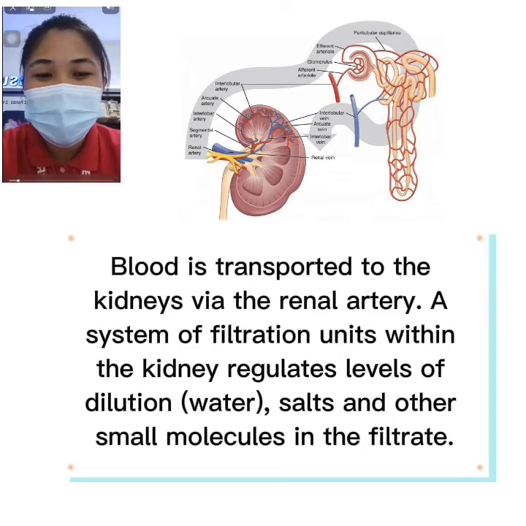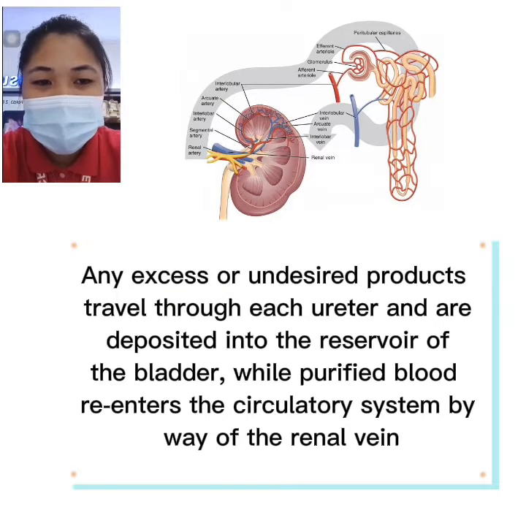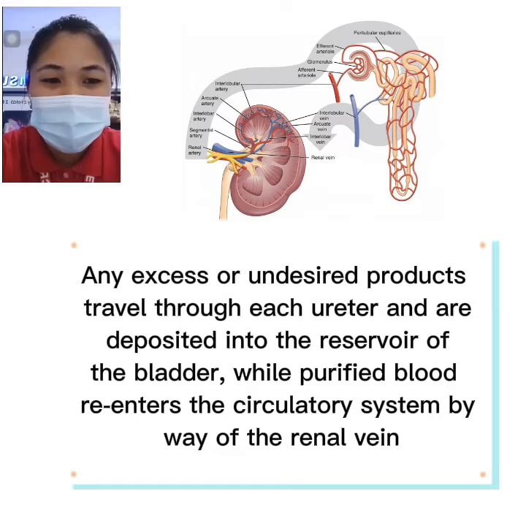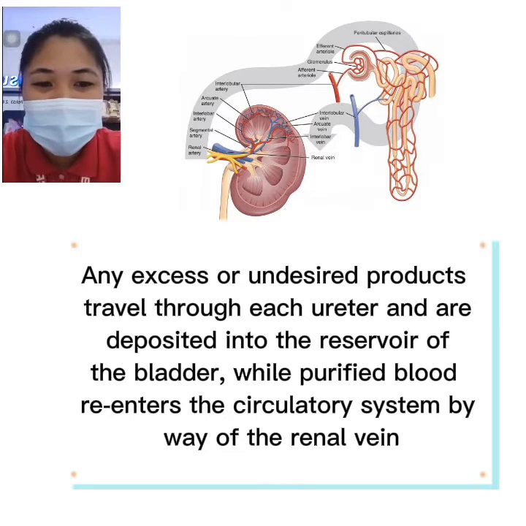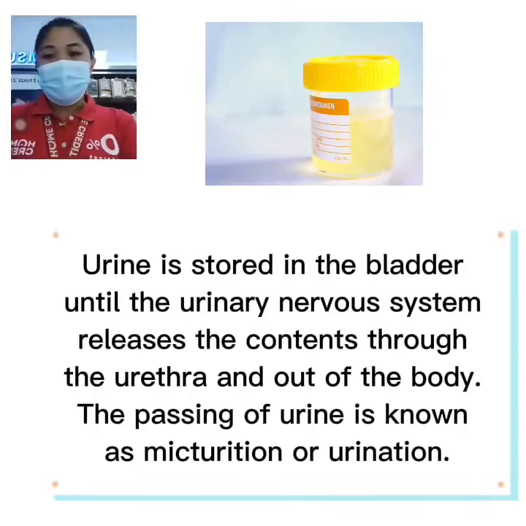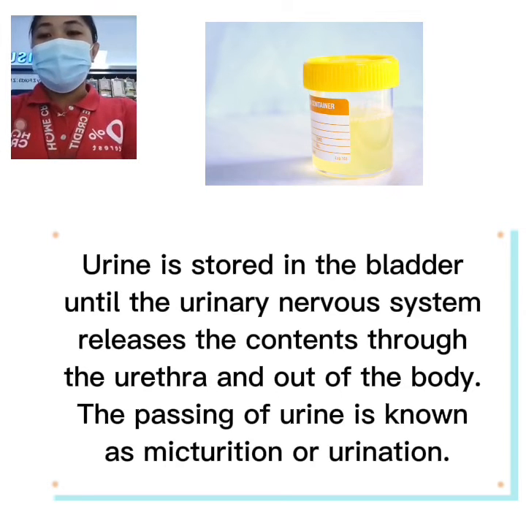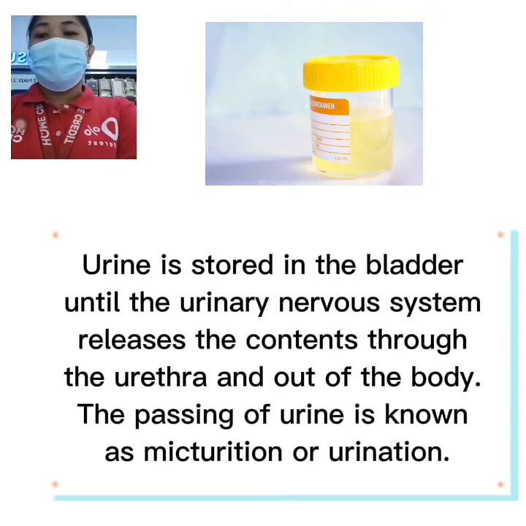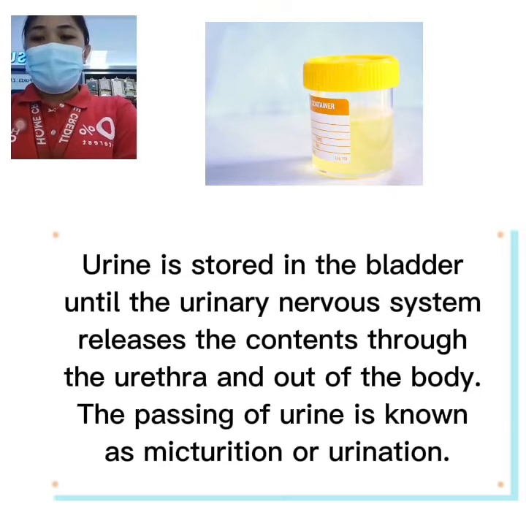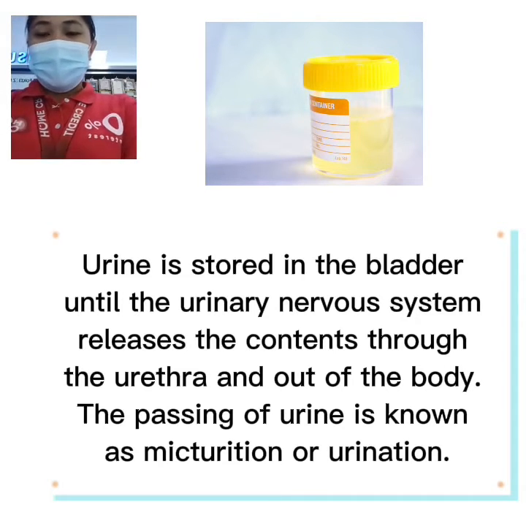How does the urinary system work? Blood is transported to the kidneys via the renal artery. A system of filtration units within the kidney regulates the level of dilution, salts, and other small molecules in the filtrate. Any excess or undesired products travel through each ureter and are deposited into the reservoir of the bladder, while purified blood re-enters the circulatory system by way of the renal vein. Urine is stored in the bladder until the urinary nervous system releases the contents through the urethra and out of the body. The passing of urine is known as urination.